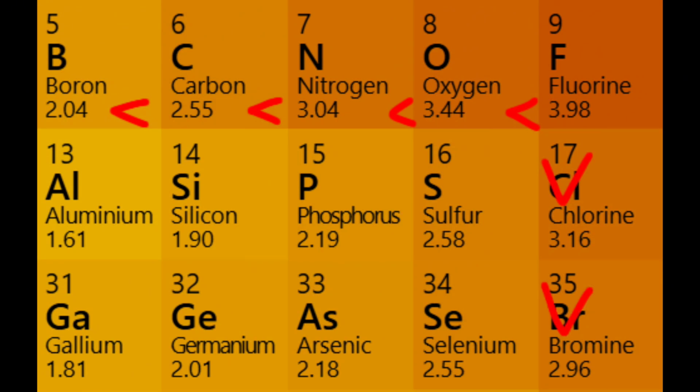You can also see this vertically. As you go down from fluorine to chlorine to bromine, the electronegativity is now decreasing. This is also true again because chlorine and bromine have more electron shells, and these extra electron shells make the outer electrons farther from the nucleus. So it's going to weaken the pull of the nucleus on those electrons in the bond by quite a bit.